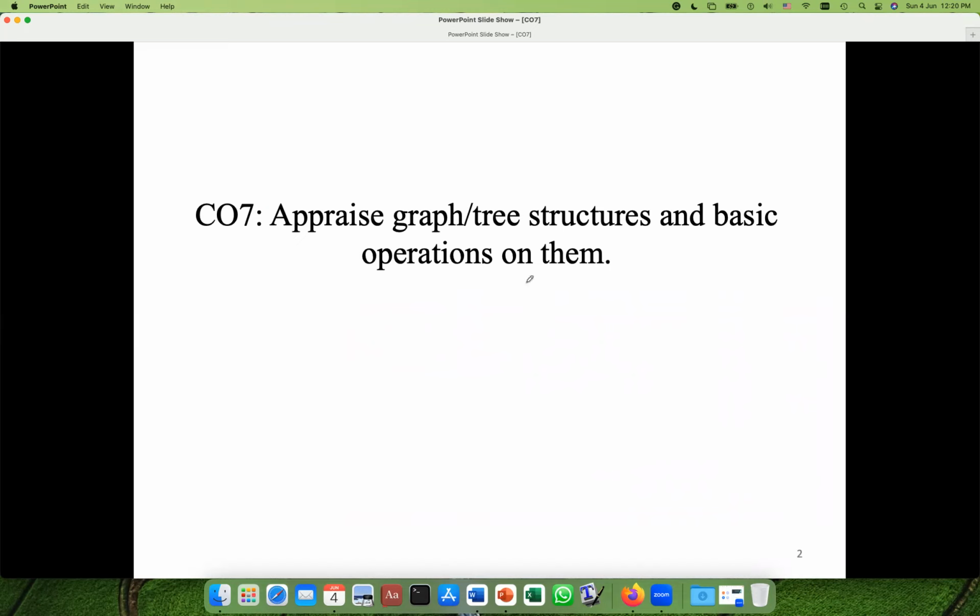Okay, so this is the last CO that we have to cover, and the statement of this CO is appraise graph and tree structures and basic operations on them. So we have to cover either graphs or the trees in this course. So I am going with this graph, okay?